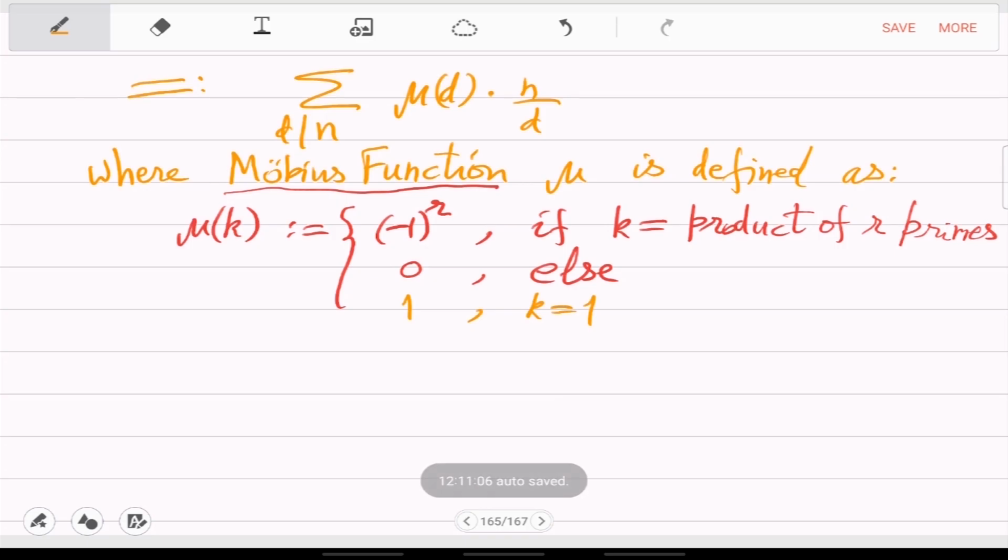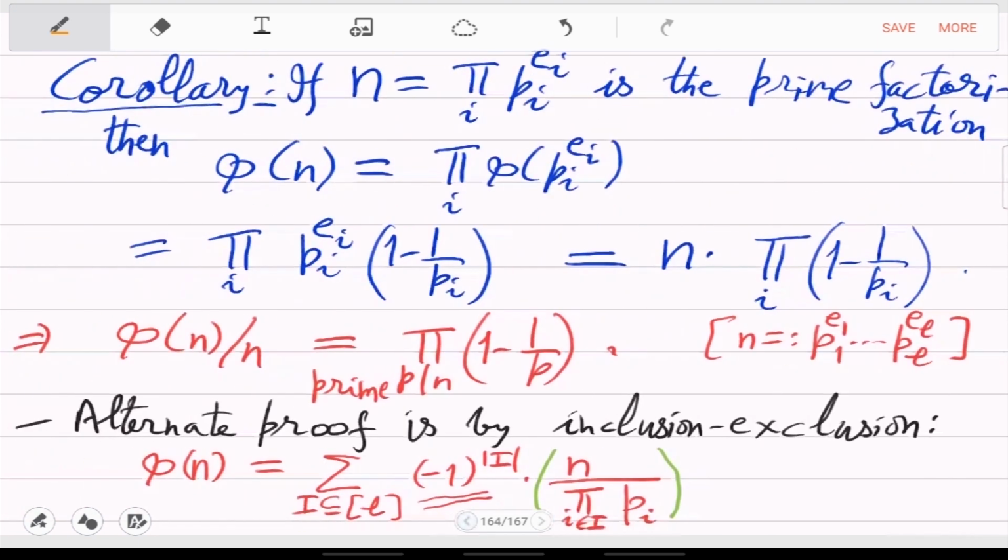So this is not much. We just wanted to introduce this function, and you can see that what we have written at the top, mu survives only for square-free d, when d is a product of primes, and then you get exactly this expression. Exactly the expression on the RHS of the last equation, you get exactly that.